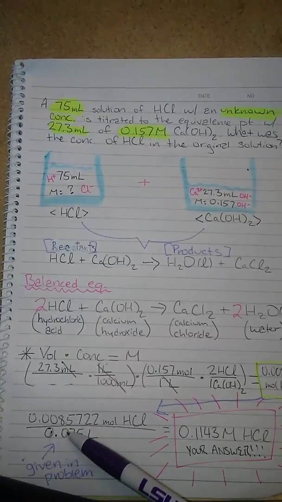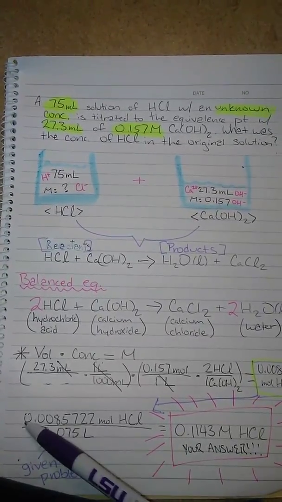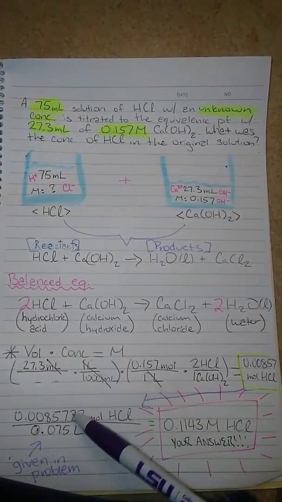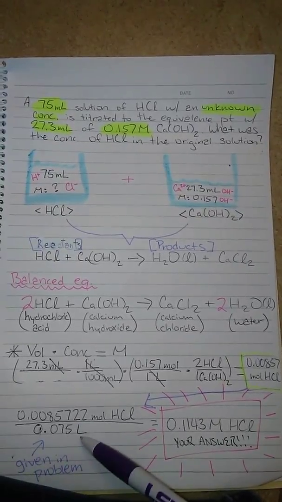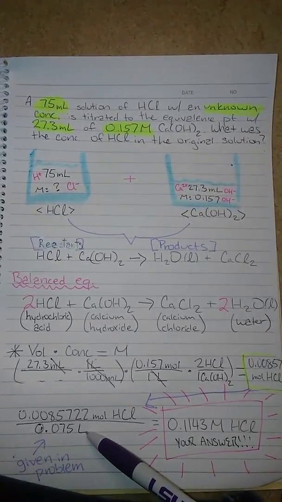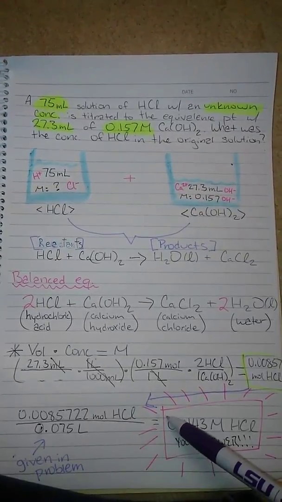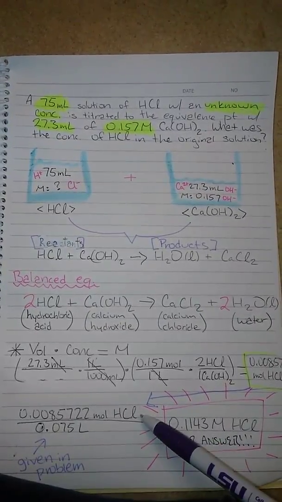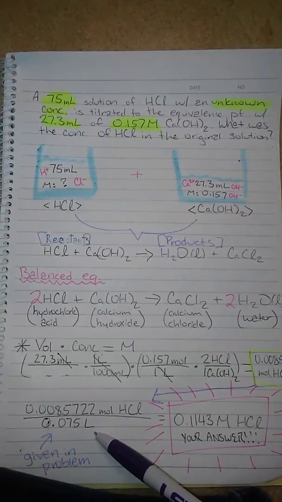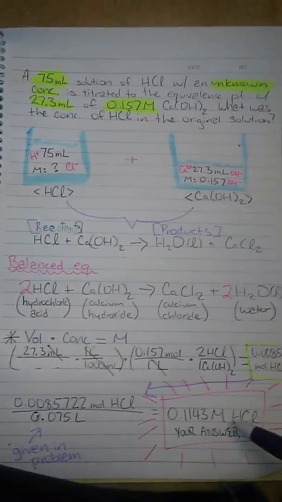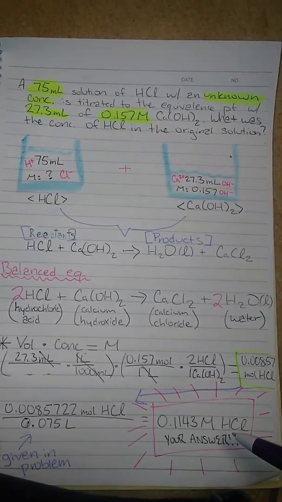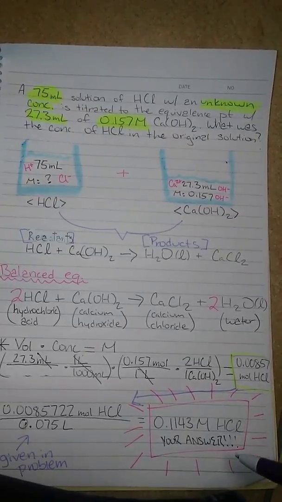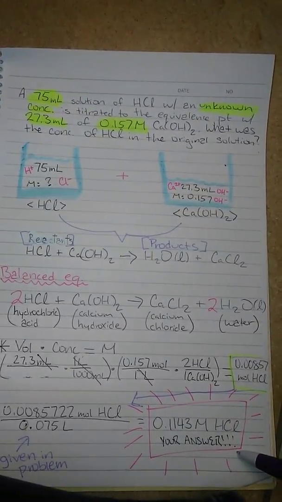75 milliliters equals 0.075 liters, and so here's the number we got from the calculations to find the moles. The moles of hydrochloric acid divided by the amount in liters you have of hydrochloric acid will give you specifically your concentration of hydrochloric acid from the original solution. This number divided by 0.075 liters, which was given to you in the problem, gives you approximately 0.1143 molar of hydrochloric acid, and this is the answer you were looking for.